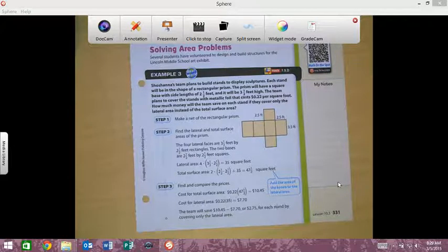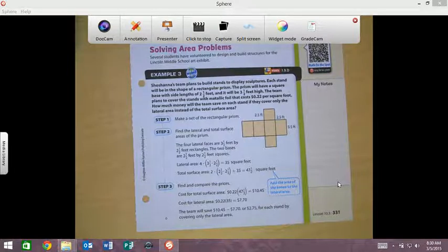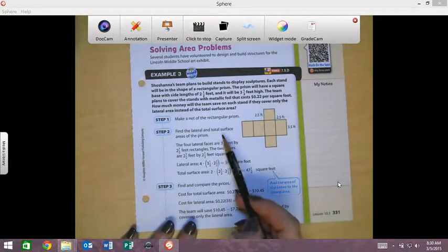Each stand will be in the shape of a rectangular prism. The prism will have square bases with side lengths of 2.5 feet, and it will be 3.5 feet high. The team plans to cover the stands with a metallic foil that costs 22 cents per square foot. How much money will the team save on each stand if they cover only the lateral area instead of the total surface area? So, first thing you have to do is find your lateral and total surface areas.